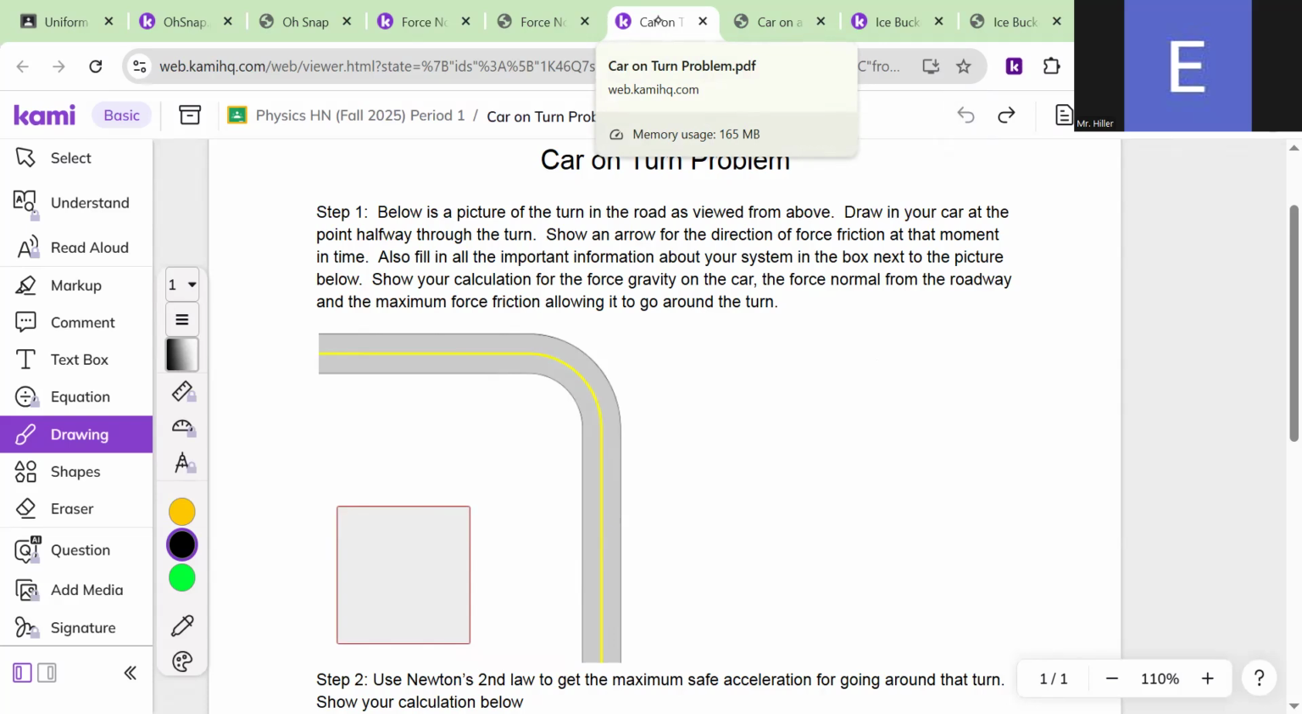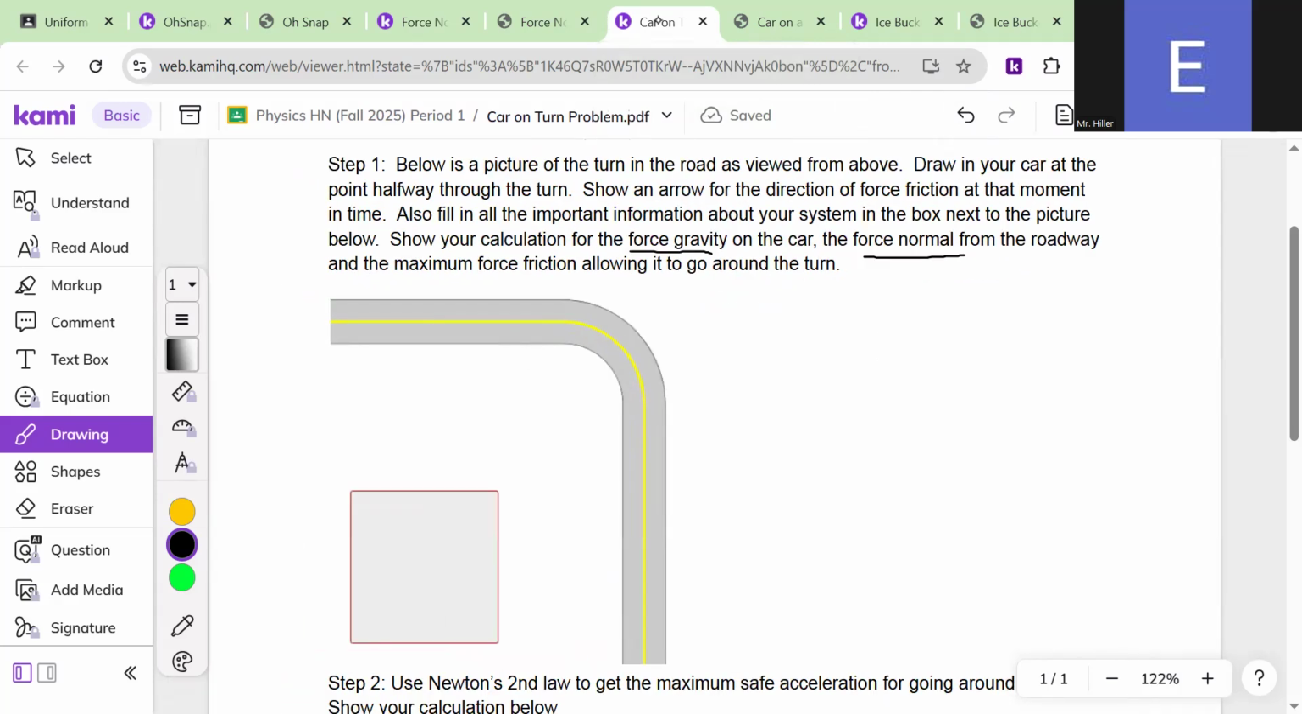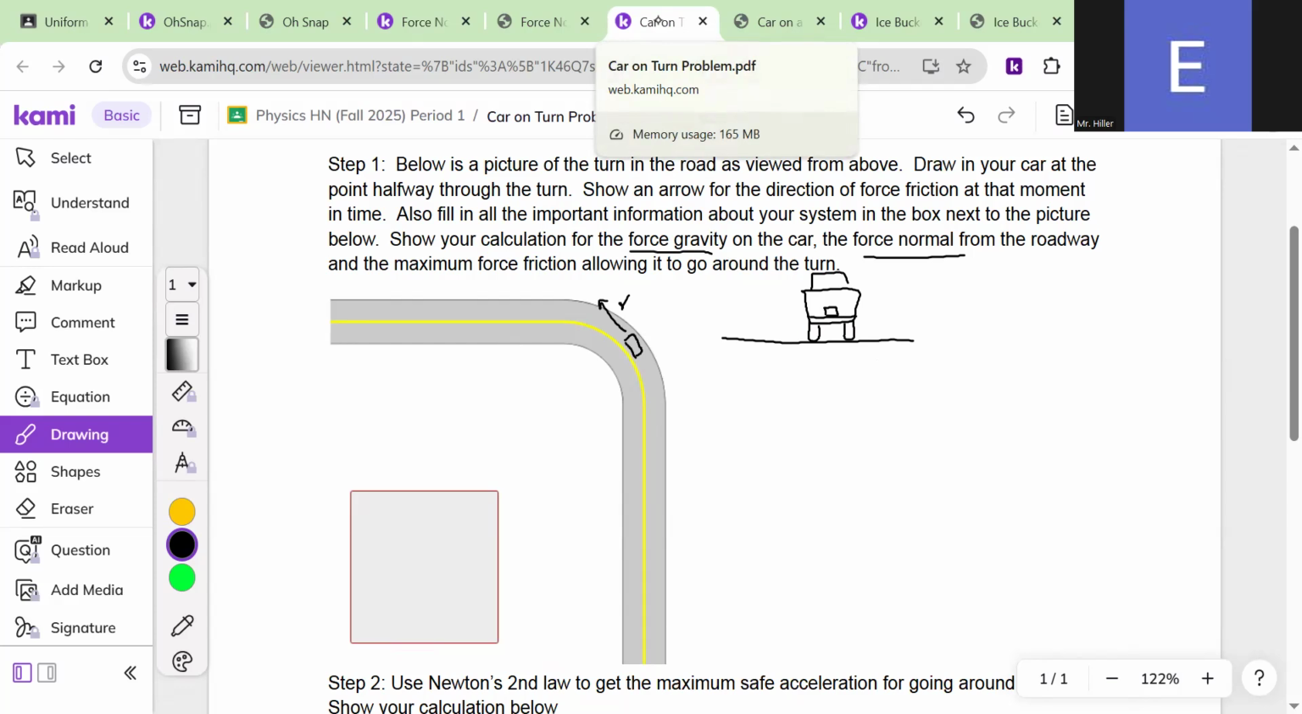Okay, and we're going to show our calculation for the force gravity of the car, force normal from the road, and all that. Okay, and what actually would be helpful is to draw a side view picture too. So if our car is right here, and my car is headed that way, then if I looked at it from behind, here's my car from behind. Right there's the license plate. There's the bumper. Okay, and there's the two wheels. You can picture that my car is going into the page. You're looking at my car from behind.